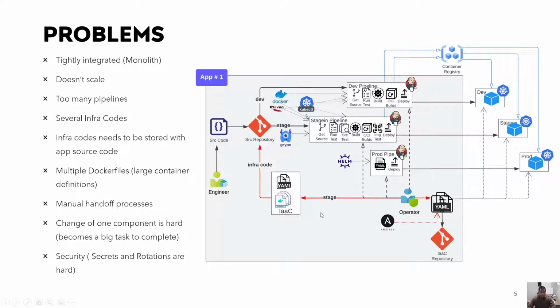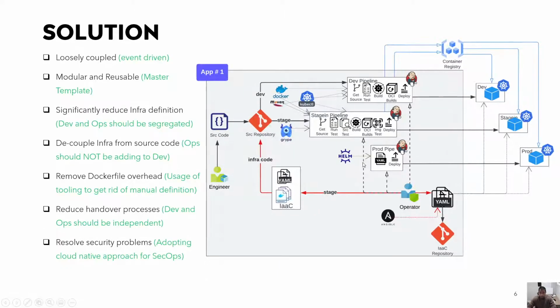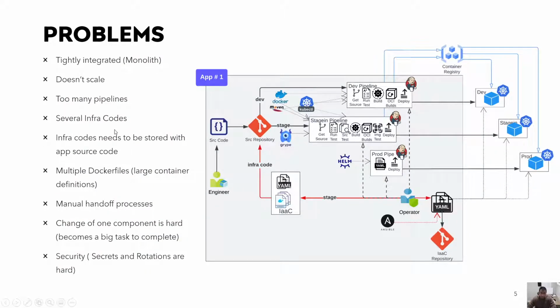So here is the list of problems that will happen. First, our pipelines are tightly integrated with our source code repository, right? And it doesn't scale. There are too many of them. There are infrastructure definitions that are added, several of them, and they're added to our source control repository. There are multiple Docker files, so that's an overhead to maintain.